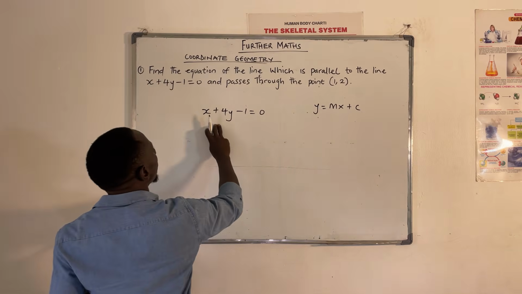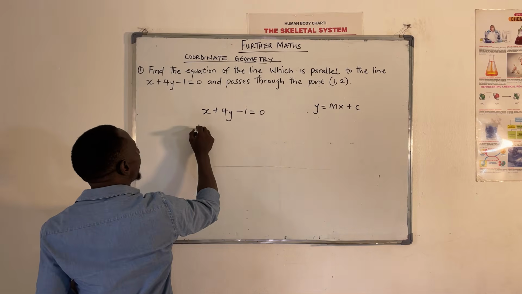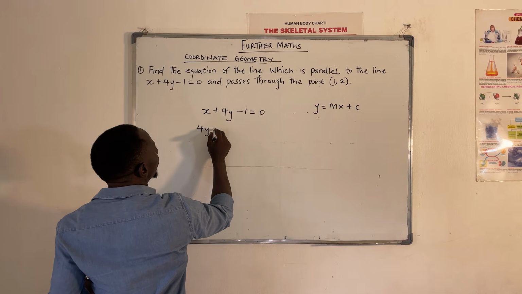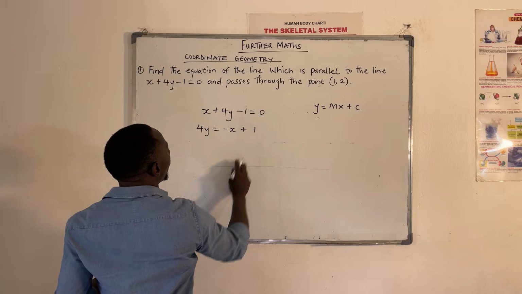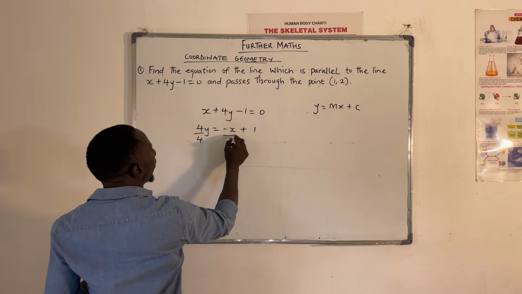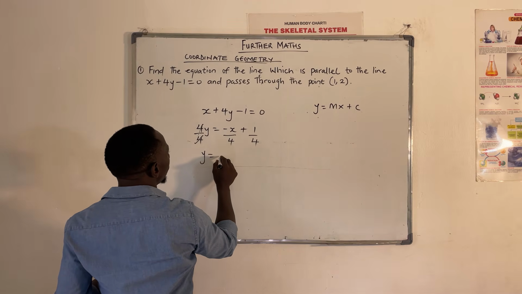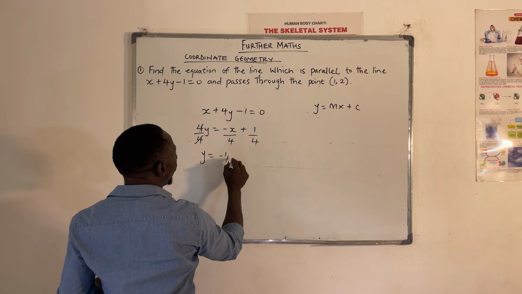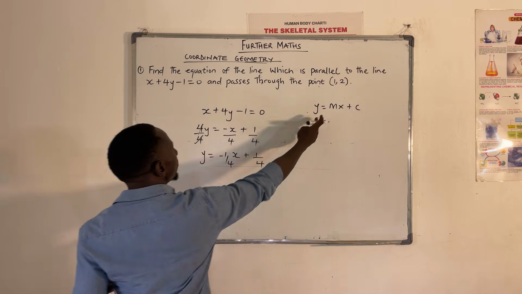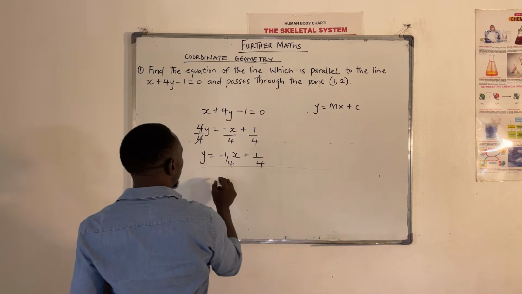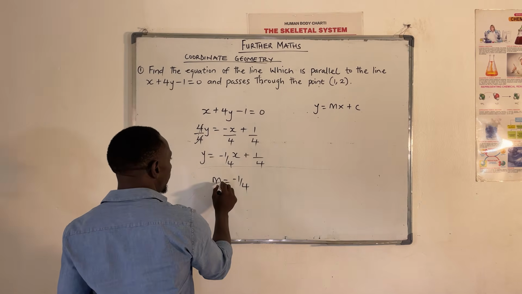Now, this is the general form of a straight line. So here, I'll have to rearrange this to make it look like this. So I have 4y is equal to, if you transpose, minus x plus 1. Now divide each term by 4. So your y is equal to minus 1 over 4 x plus 1 over 4. Now, by comparison, m here is equal to minus 1 over 4. So this is our m1.